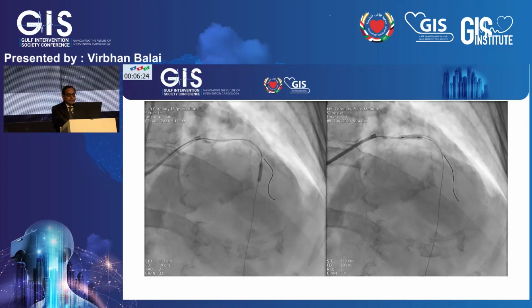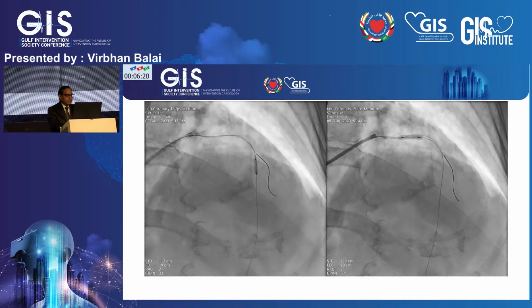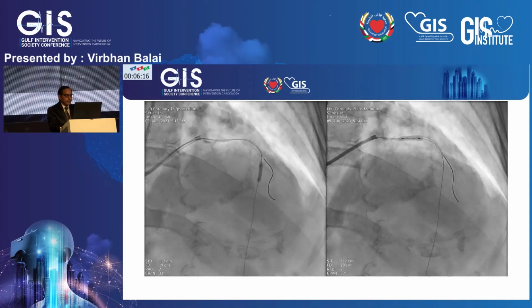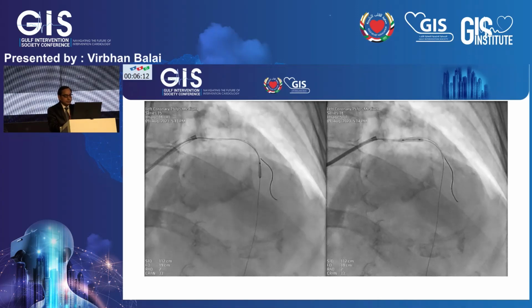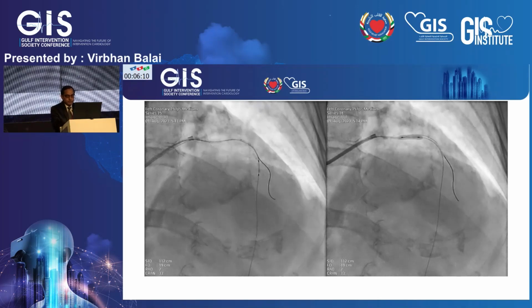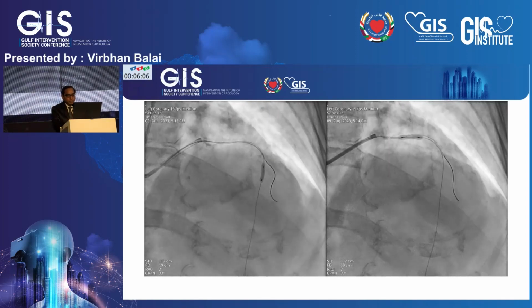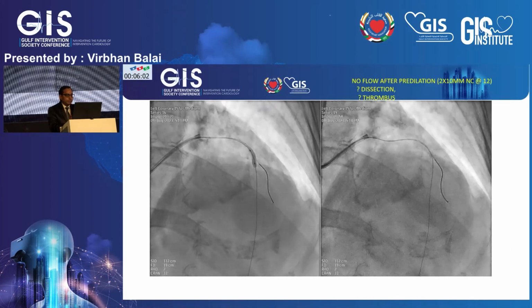So it was a right radial artery approach. The EBU 3.5, 6 French guiding catheter was taken, and two normal workhorse guide wires were parked distally in the LAD and in the D1. And then we started to predilate the lesion with 2 by 10 mm NC balloon sequentially from distal to proximal at 12 to 14 atmospheric pressure.